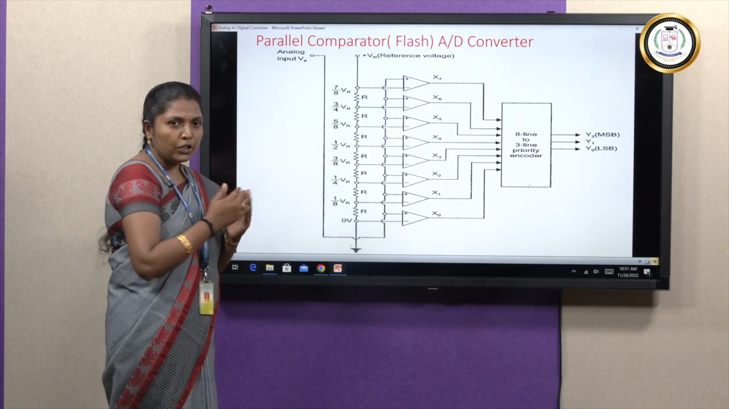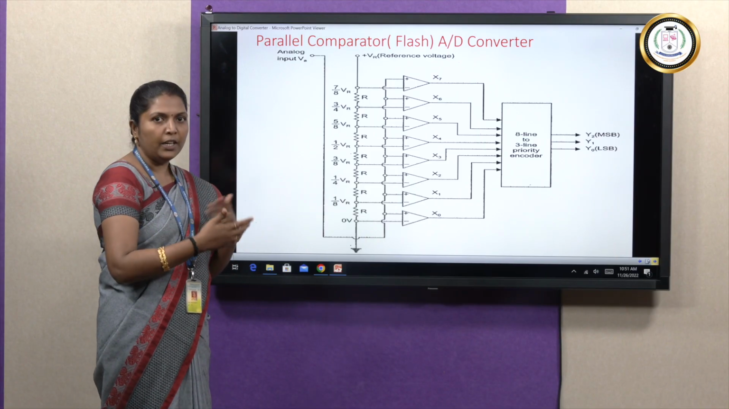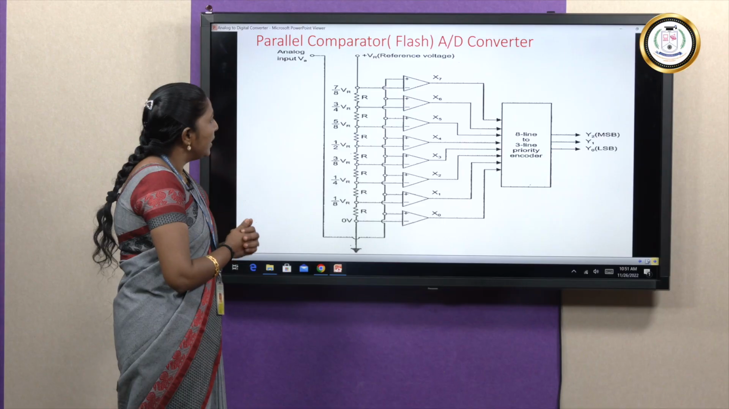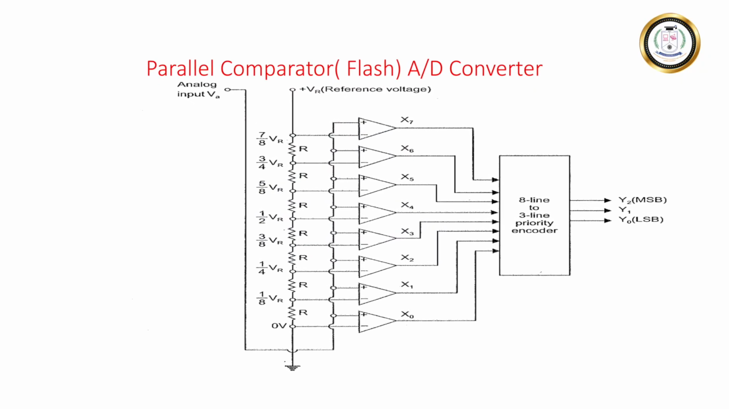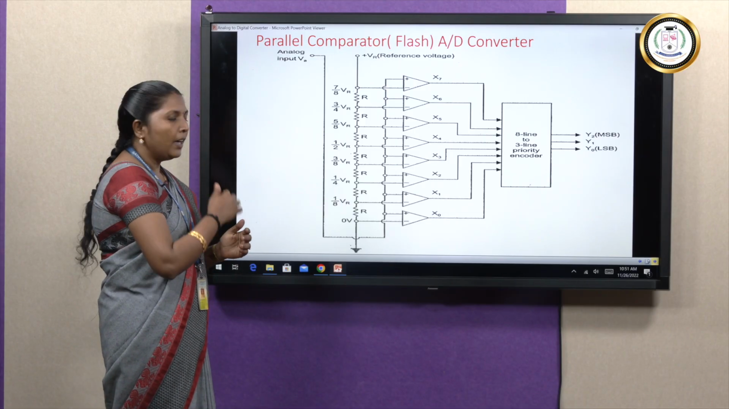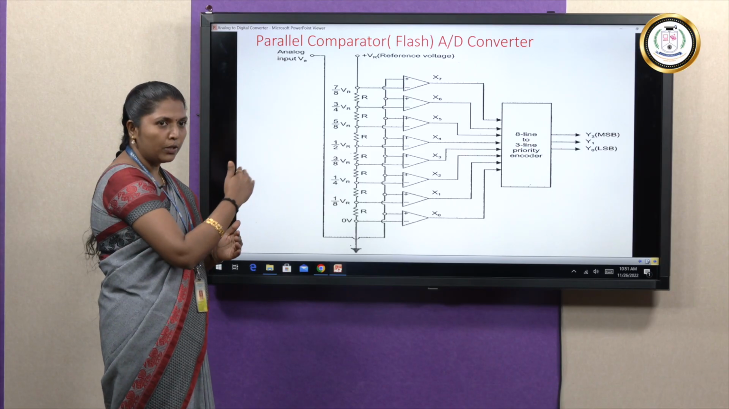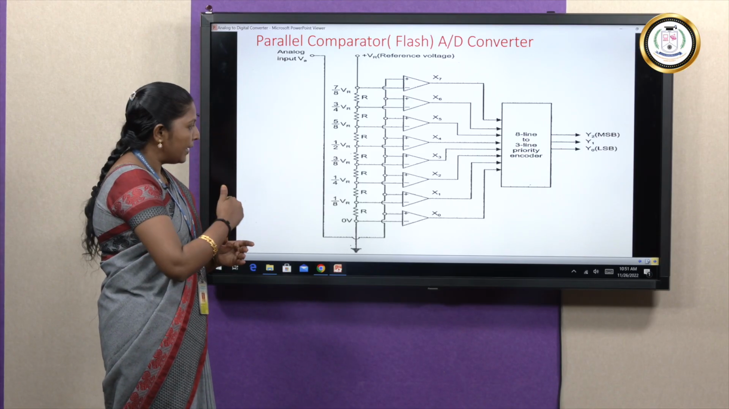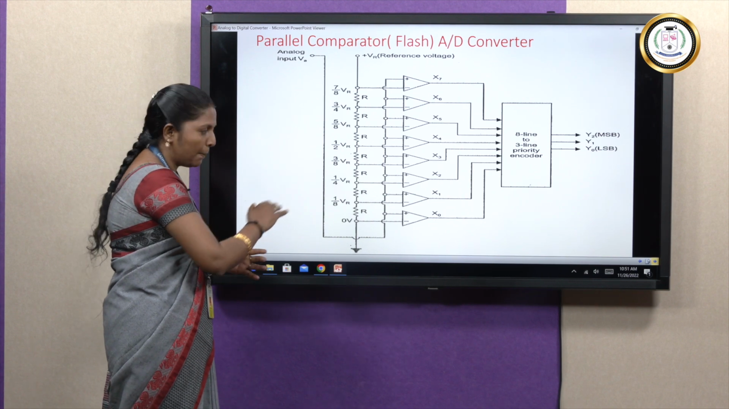The reference voltage we should decide, it may be 8 volts or 5 volts, based on our need. This reference voltage is not given directly; it is divided into 8 different levels with the help of resistors. 7 resistors we are using, and by the potential division rule, these resistors divide the reference voltage into 8 equivalent parts, giving the divided nodal voltage to the comparators.